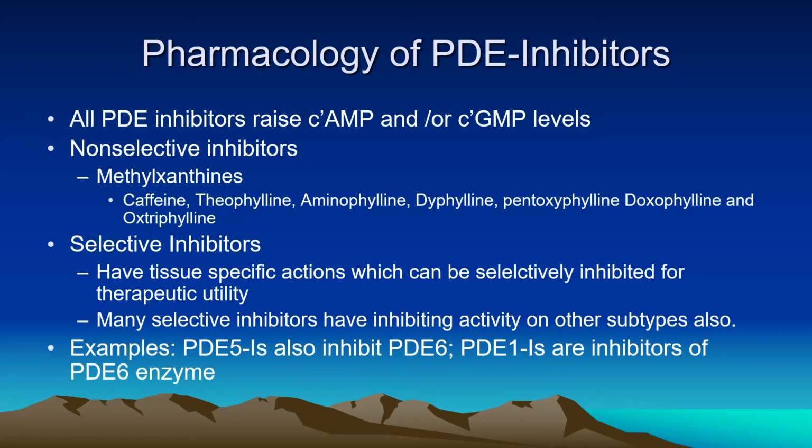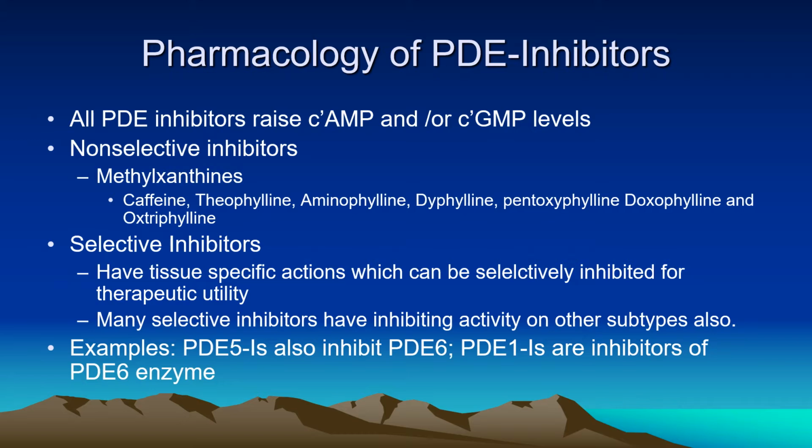Now let us come to the pharmacology of phosphodiesterase inhibitors. It must be understood that all phosphodiesterase inhibitors raise cyclic AMP and/or cyclic GMP level, because some are cyclic AMP specific, some are cyclic GMP specific enzymes, so their inhibition will result in elevation of one or both of the nucleotides. Now there are two groups of the drugs currently available. One is non-selective inhibitors and the second is selective inhibitors.